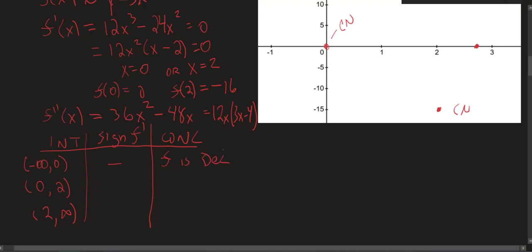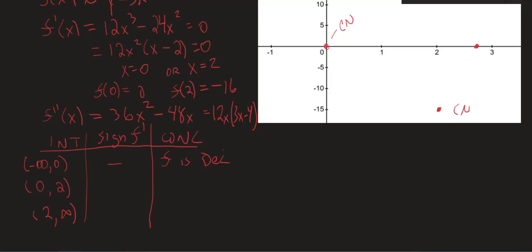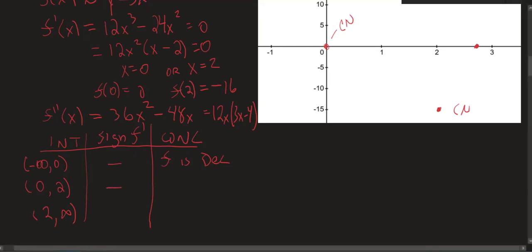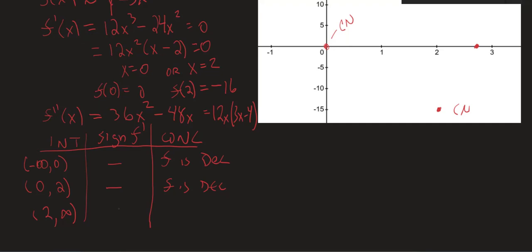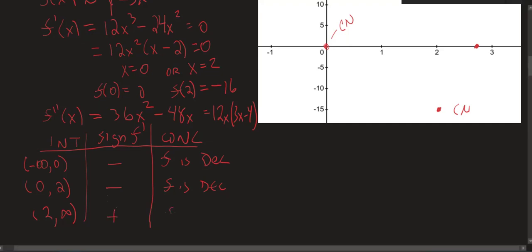If you go from 0 to 2, plug in a number in the first derivative. Let's say x equals 1. If I plug in 1 to the first derivative, it's negative as well. So f is decreasing on that interval. And then if I plug in another number on the next interval, let's say x equals 3, the derivative is positive on that interval. So f is increasing.